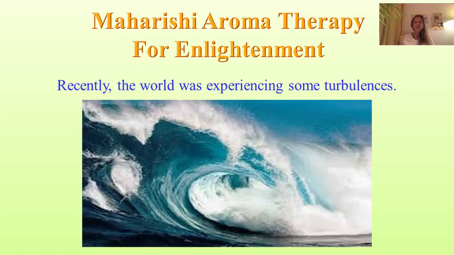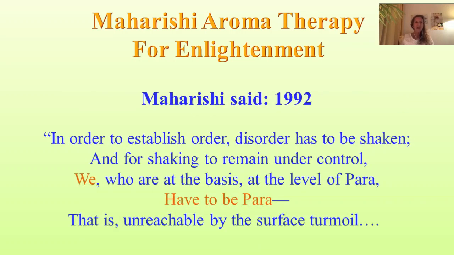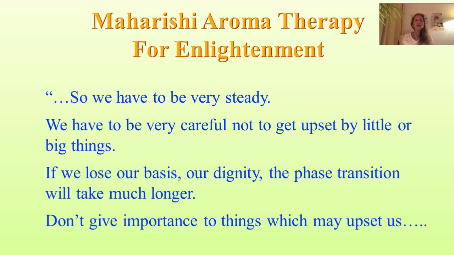2.35. Recently, the world was experiencing some turbulences. Maharishi said in 1992, in order to establish order, disorder has to be shaken. And for the shaking to remain under control, we who are at the basis, at the level of para, have to be para, that is, unreachable by the surface turmoil. So we have to be very steady. We have to be very careful not to get upset by little or big things.